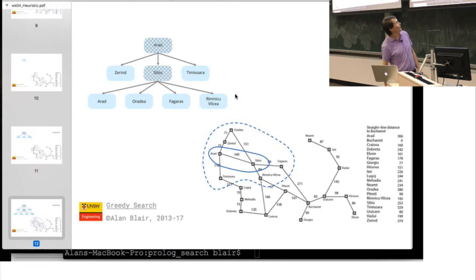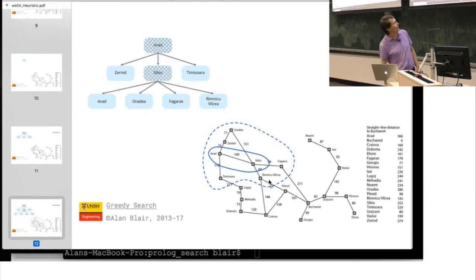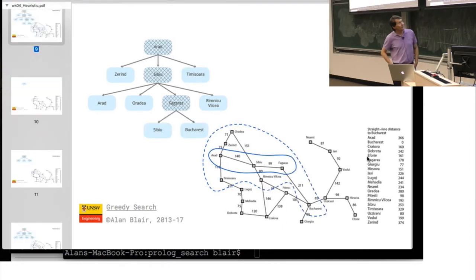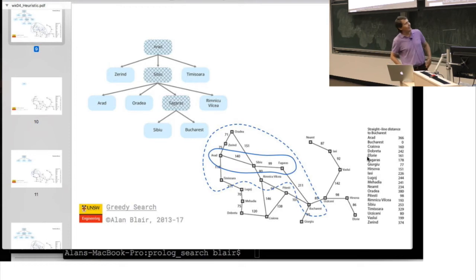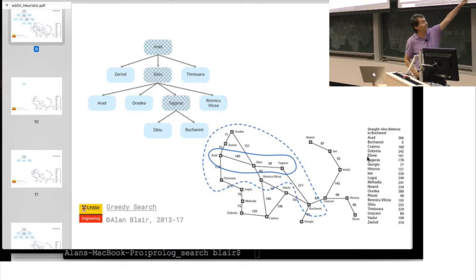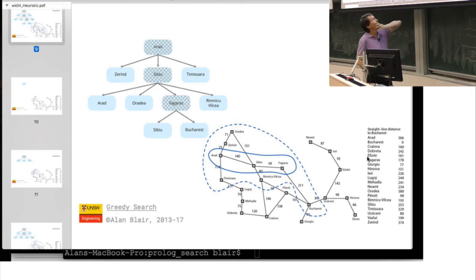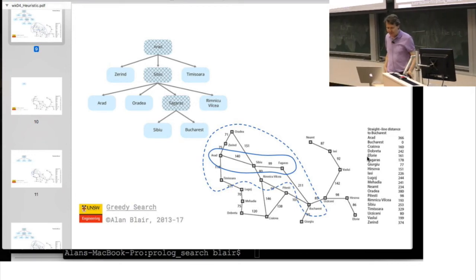Now I've got a choice of 4 nodes to expand, and it turns out that Făgăraș is the closest. Făgăraș is 178 and Râmnicu-Vilcea is 193. So it expands Făgăraș next. When you expand Făgăraș, then you get here, and afterwards you expand Bucharest because its distance is 0. So this is called greedy search.